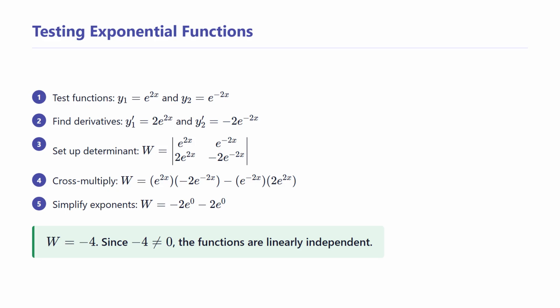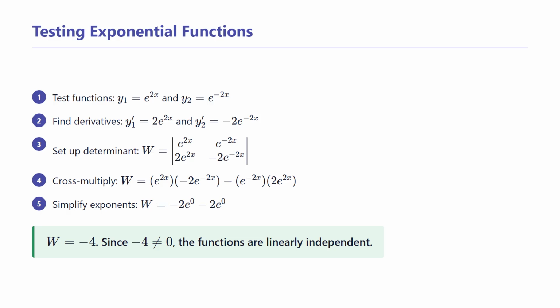Now that we have our formula, let us see it in action with a concrete example. We will test two functions that frequently appear in physics problems involving damping or growth: e to the power of 2x and e to the power of negative 2x. First, we find the derivative of each function using the standard chain rule, bringing down factors of 2 and negative 2. Next, we set up our Wronskian determinant with the original functions on top and their derivatives on the bottom. We expand this by cross-multiplying the diagonal elements.